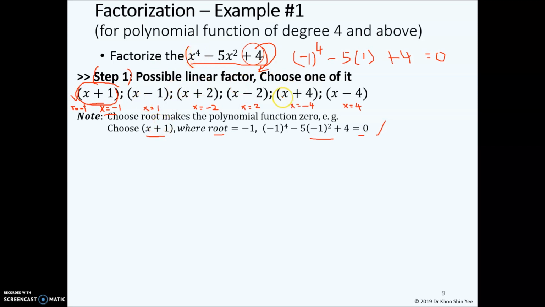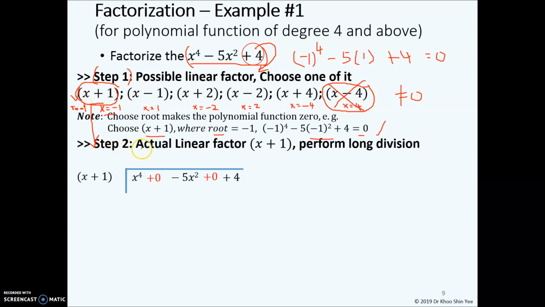And you can try with others. Let's say you start by saying that this function can be factorized by this other linear factor. You substitute the root x equal to 4 inside, and in this case you will find out it is not equal to 0. Therefore, this is not the actual linear factor for this function. So don't proceed with this. With that, we proceed with the actual linear factor. So in step 2, we proceed with the actual linear factor x plus 1.